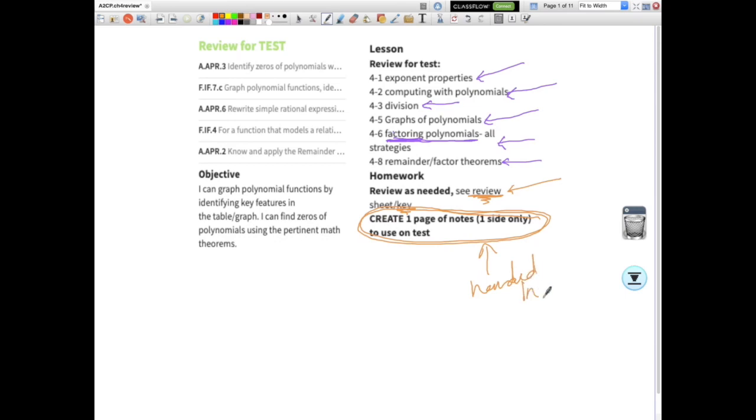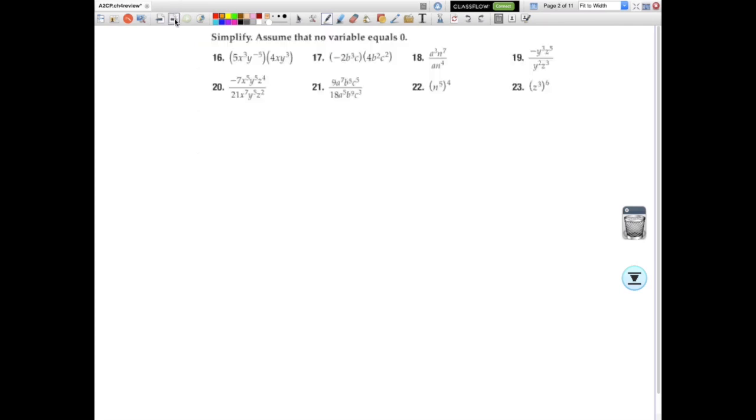So let's get started actually reviewing stuff. We're gonna start with the oldest item, so section 4.1. So in section 4.1, we talked about computing with monomials and how we can use exponent properties to help us out. So we had a handful of properties. I'm going to say the names of them, even though it doesn't really matter to me if you know it, okay? So let's look at number 16 right here.